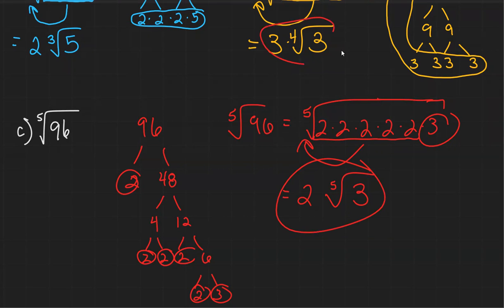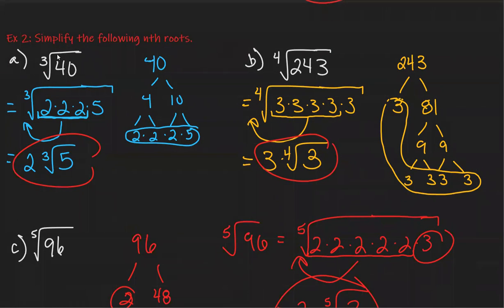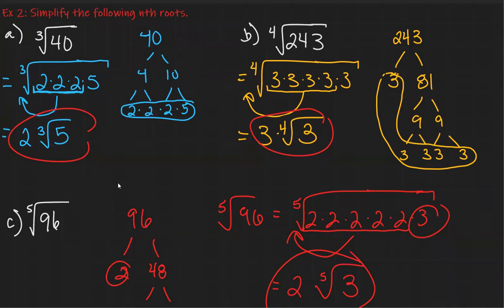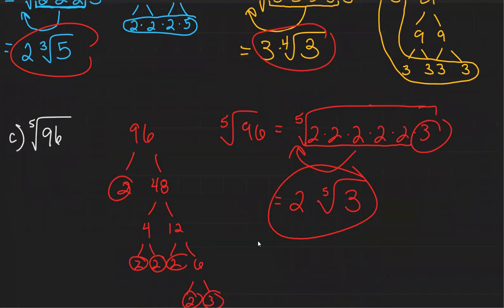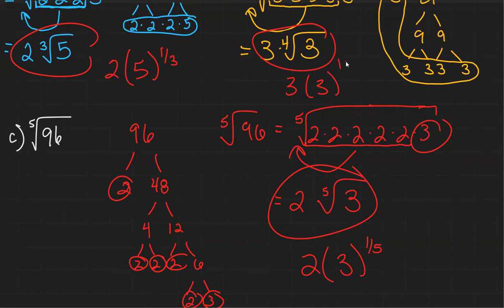Okay, these are all our answers. Notice that each of these examples started off as nth root notation, the radical notation. So I want to give an answer in radical notation. But all of these I could have gone back and expressed in exponential form. For example, with this last one, the 2 is alone, so I'm just going to leave the 2 there, but then it's going to be 3 to the 1/5 power. This one right here, it's 2 times 5 to the 1/3 power, and this one is 3 times 3 to the 1/4 power. Okay, cool.